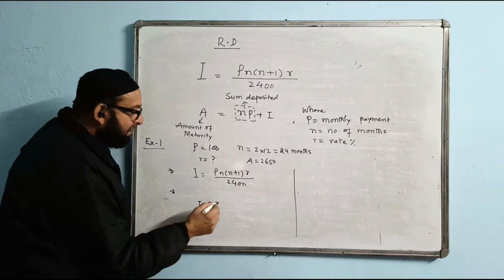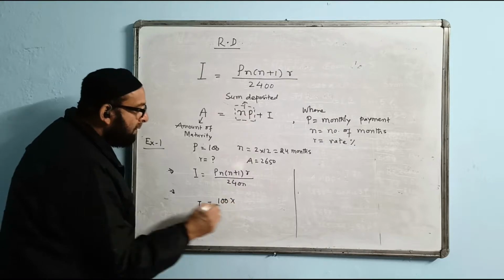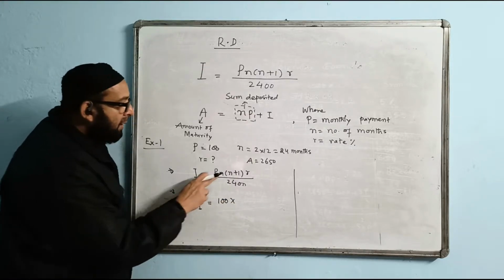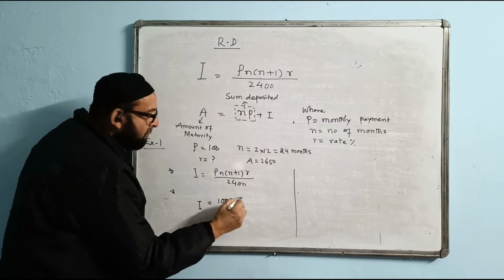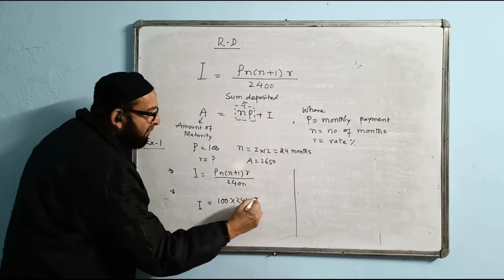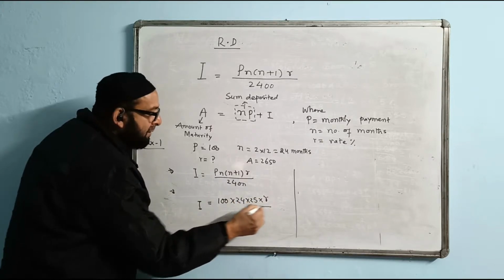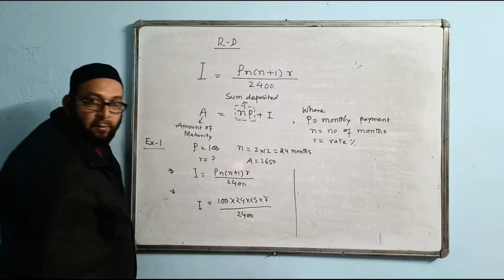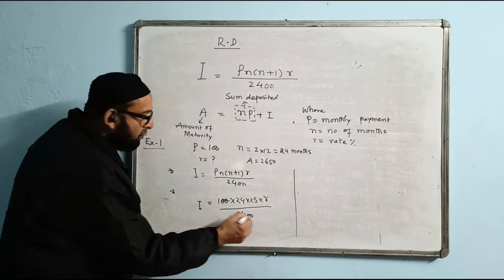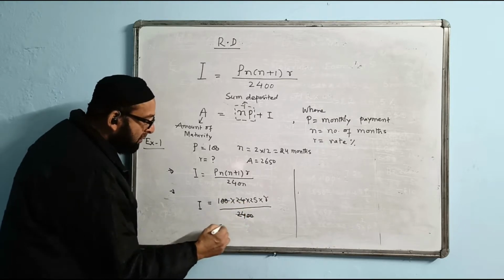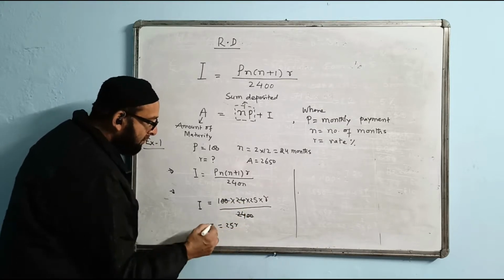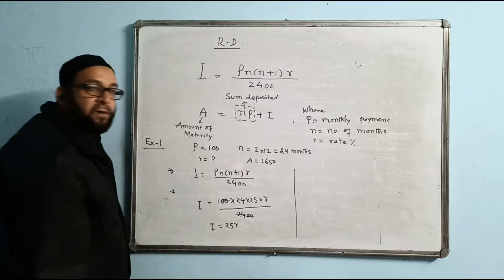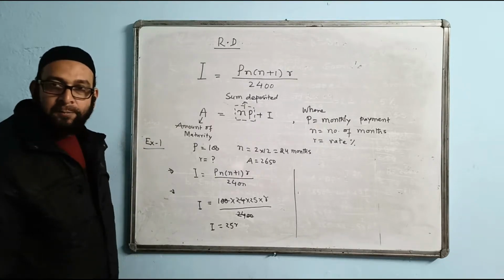P value is like 100 into N value is 24 months, 24 into 25. Rate unknown, keep R as it is. R is not known, upon 2400. Let us cancel 2400, 24, 24 cancel. You get answer 25R. This is the value of interest. 25R in terms of R.